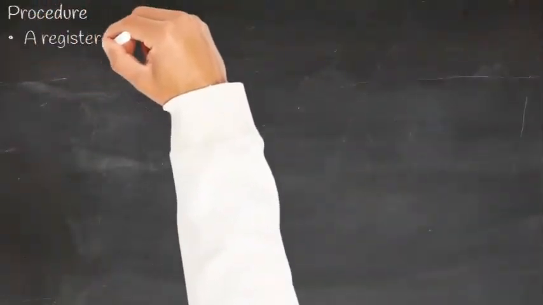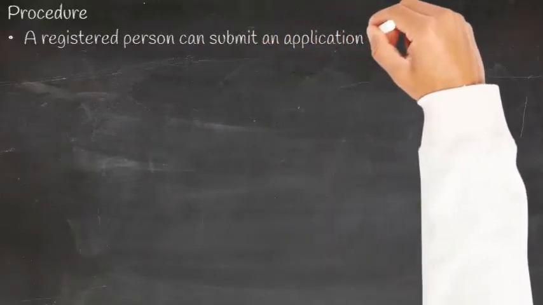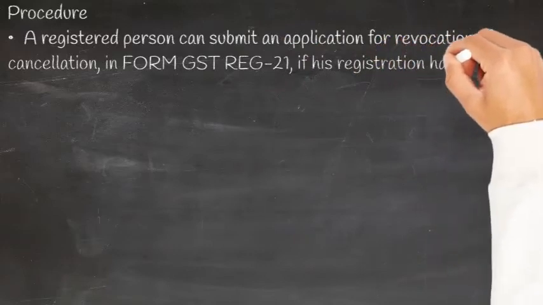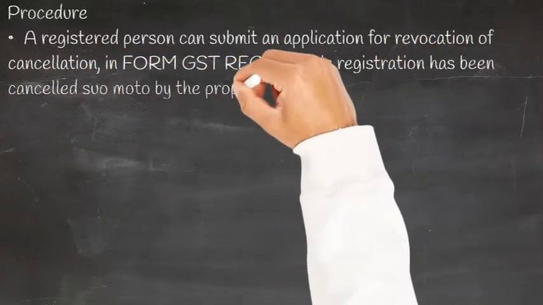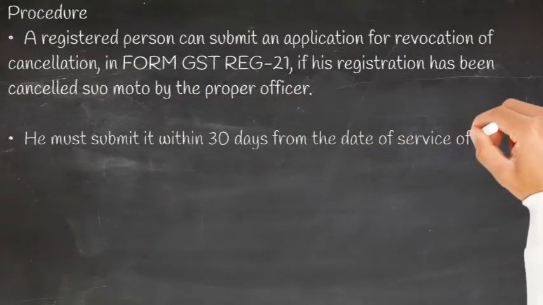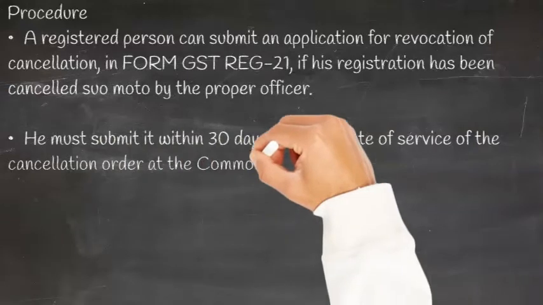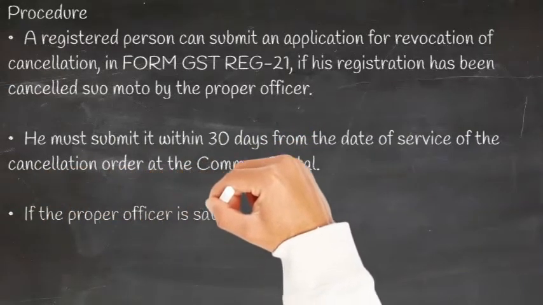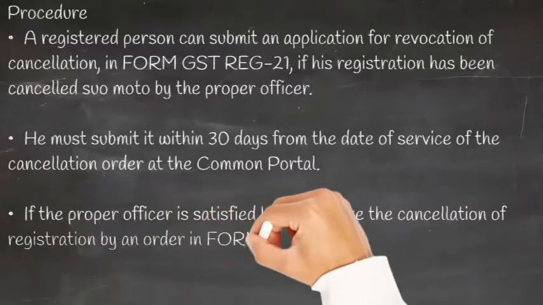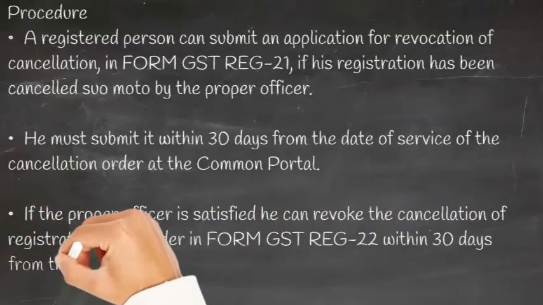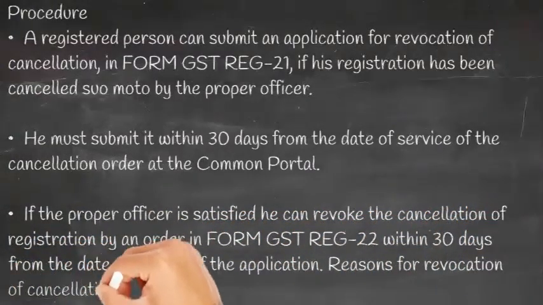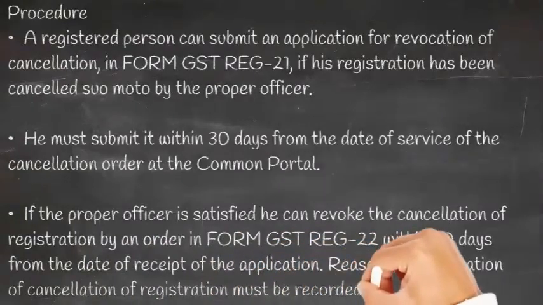Now let's understand the procedure for revocation. A registered person can submit an application for revocation of cancellation in Form GST Reg 21 if his registration has been cancelled suo motu by the proper officer. He must submit it within 30 days from the date of service of the cancellation order at the common portal. If the proper officer is satisfied, he can revoke the cancellation of registration by order in Form GST Reg 22 within 30 days from the date of receipt of the application. Reasons for revocation must be recorded in writing.